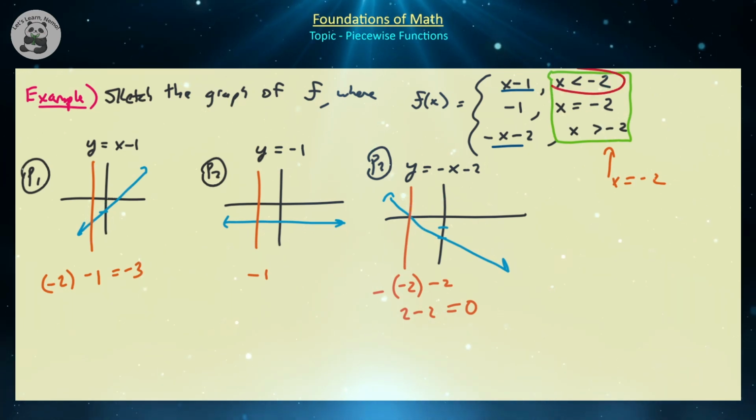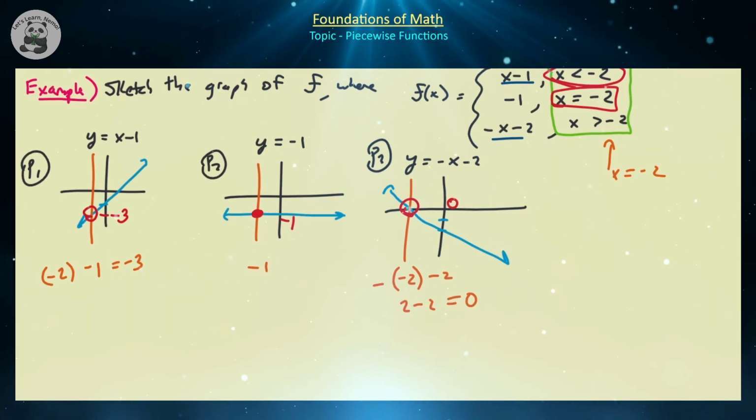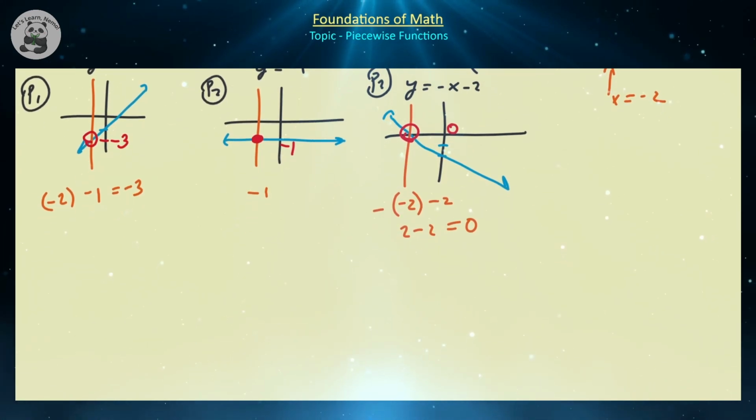And keep in mind this is x is less than minus 2. So that's going to be an open circle at minus 3. And then we have a closed circle because this is x equal to negative 2, and that's going to be located at minus 1. And then we have another open circle at y equal to 0. Once you have all of the information for each of your pieces, in particular at the breakpoint, now you can start gluing them together.